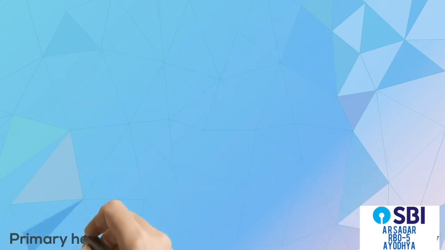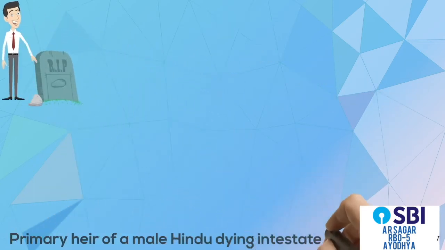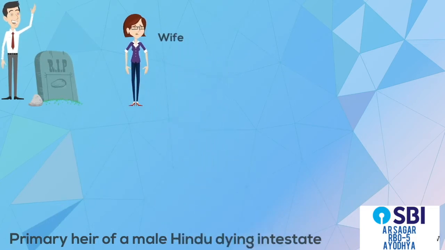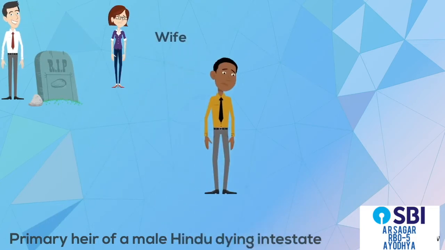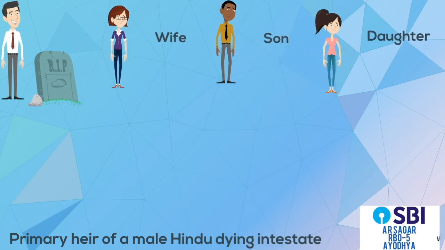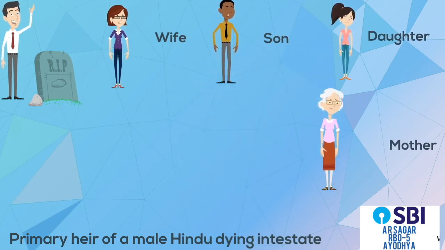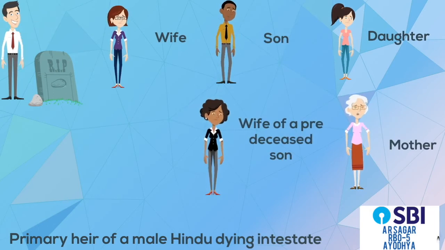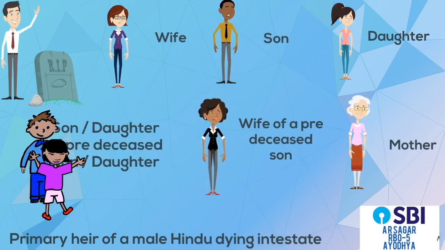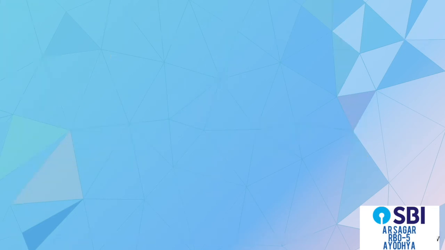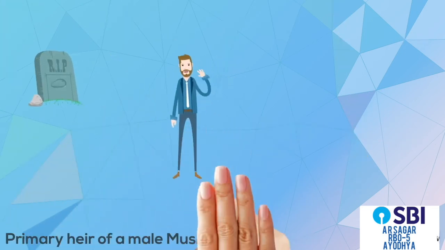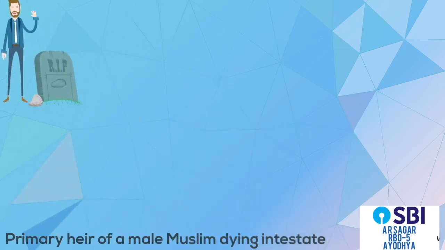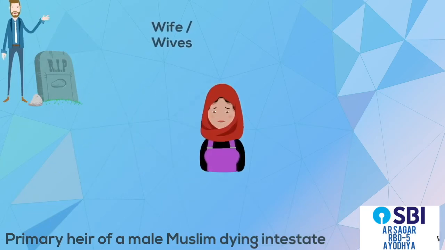According to the Hindu Succession Act, 1956, which is applicable to all Hindus, which expression includes followers of Jainism, Buddhism, and Sikhism, the primary heirs of a Hindu male dying intestate are wife, son, daughter, mother, wife of a predeceased son, children of a predeceased son, and daughter. The primary heirs of a Muslim male dying intestate are wife, wives, sons, daughters, mother, father.